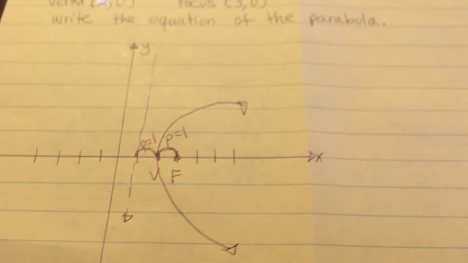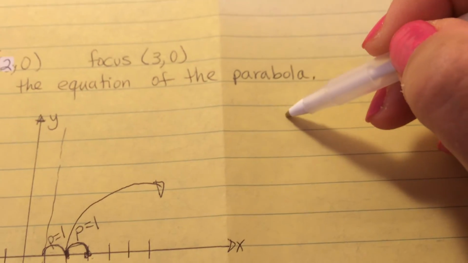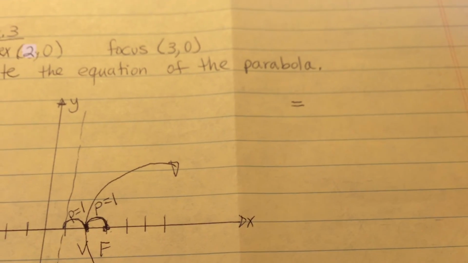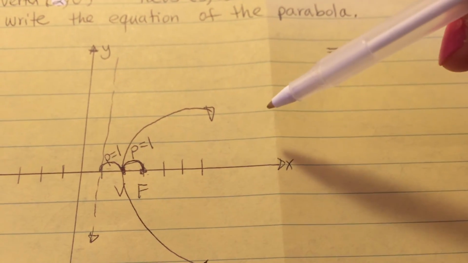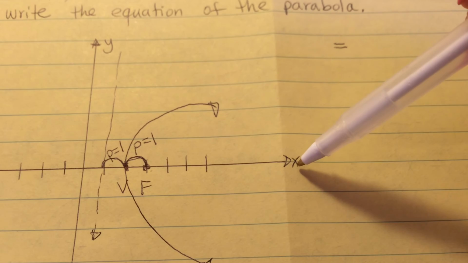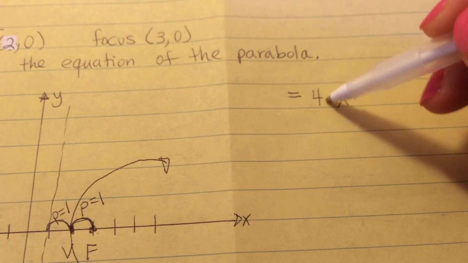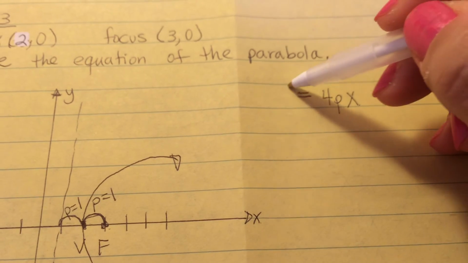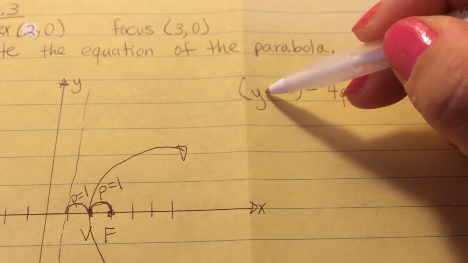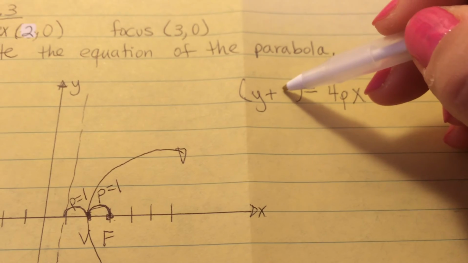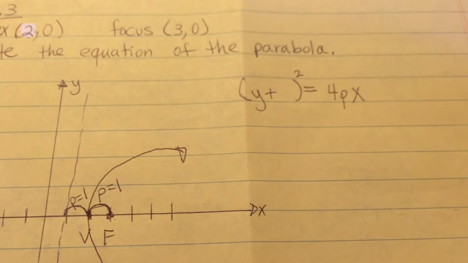Once I know that, I can write the equation. So the equation is, put a little equal sign right there. The single one is where it's opening. It's opening on the x-axis, so the single has to be on this side, which then becomes a 4p single. And on this side, obviously it's going to be y, and then I'm going to put something, I don't know what that is, squared right there.